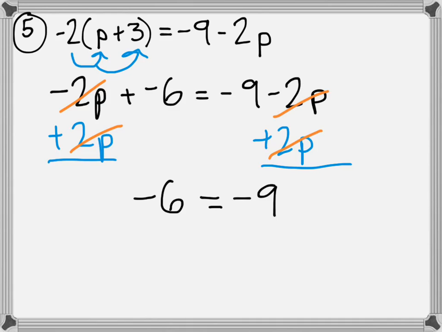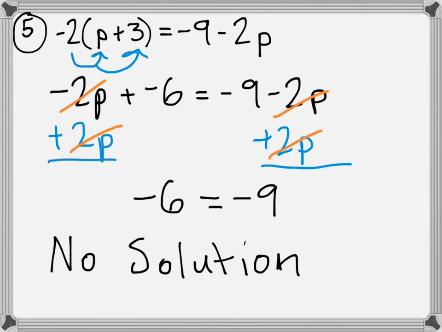I have no p's left. There's no variables involved at all. Negative 6 never equals negative 9. So my answer to problem number 5 is that this equation has no solution. That means I can't check my answer algebraically because I haven't arrived at an algebraic solution.